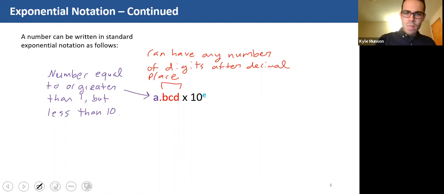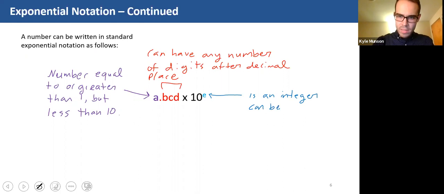So E here, all right? This is an exponent. So the power, so 10 to this power is an integer. Okay, so it's a whole number. This is what that means. So it's a whole number and can be positive or negative.